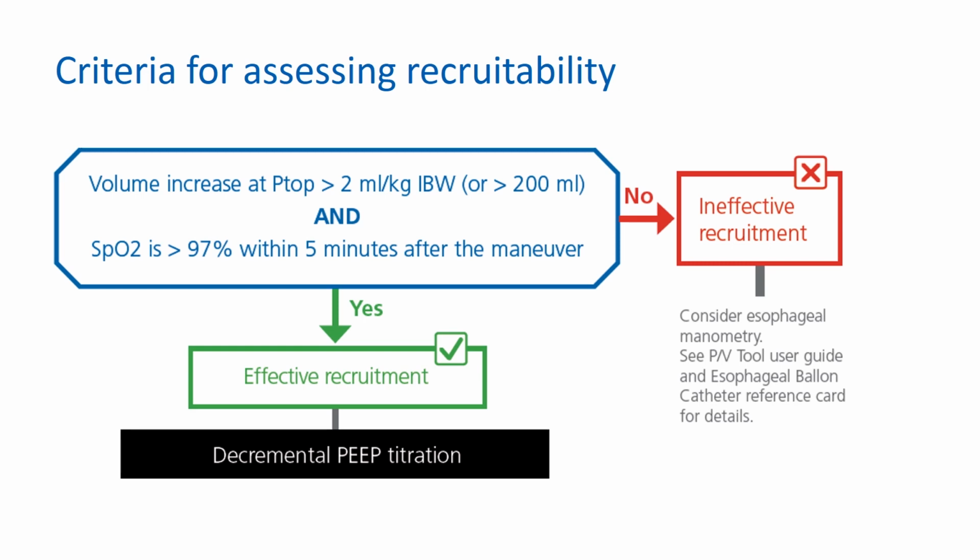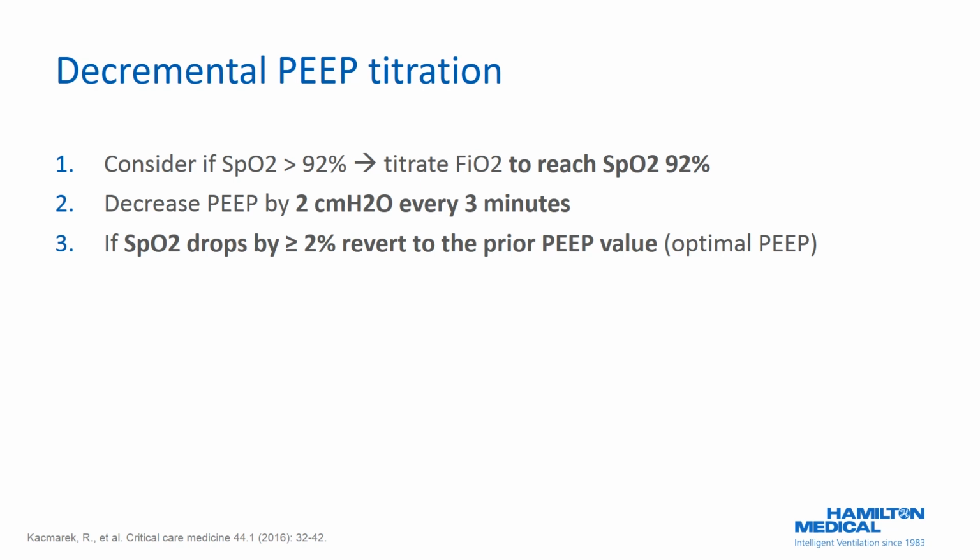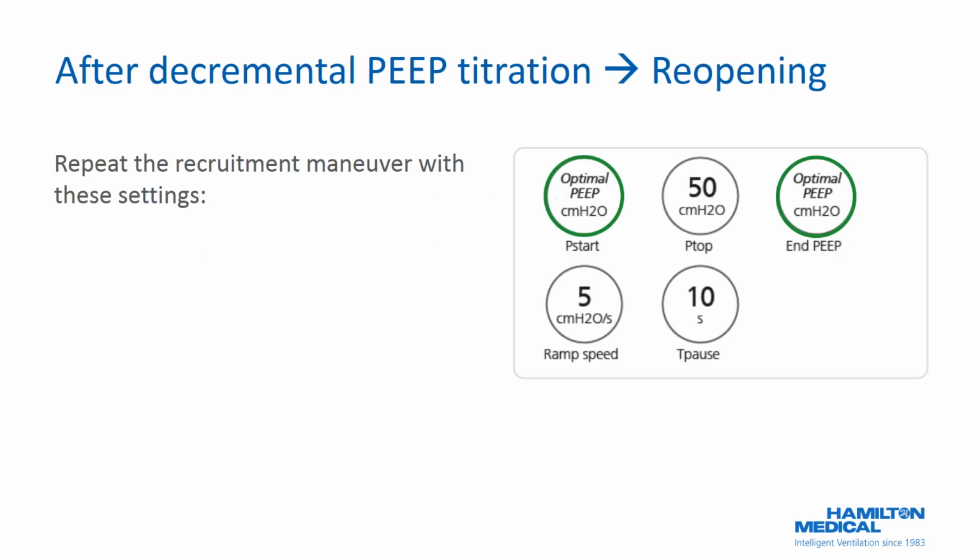Consider decreasing FiO2 before the recruitment maneuver to reach an SpO2 value of 92%. If the patient's SpO2 is above 92%, it can be difficult to evaluate the improvement in oxygenation after the recruitment maneuver. Decrease PEEP by 2 centimeters of water every 3 minutes. Monitor SpO2 to determine the optimal PEEP value. As soon as oxygenation decreases with PEEP titration, specifically an SpO2 decrease by 2%, revert to the prior PEEP value, otherwise classified as the optimal PEEP. Repeat the recruitment maneuver with these settings.